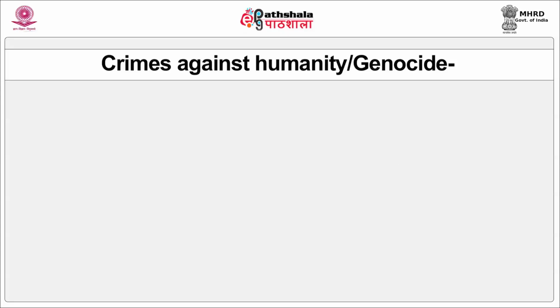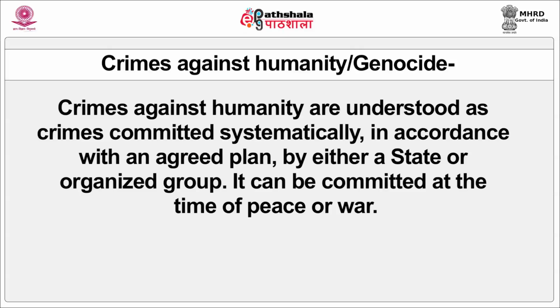Crimes against humanity / genocide. Crimes against humanity are understood as crimes committed systematically in accordance with an agreed plan by either a state or an organized group. It can be committed at the time of peace or war.